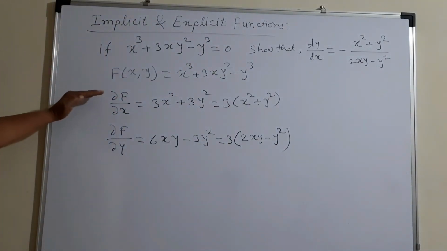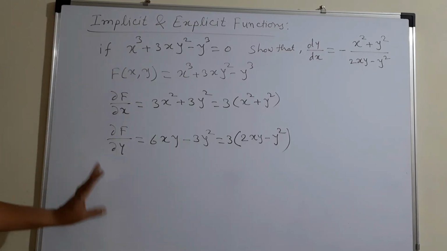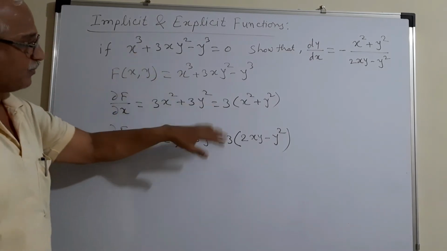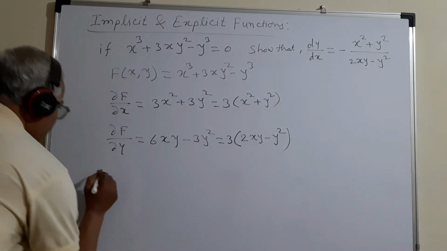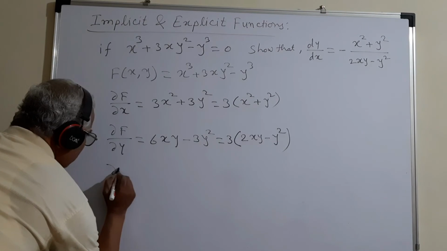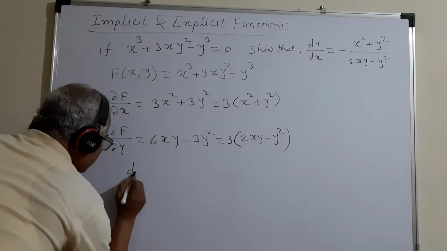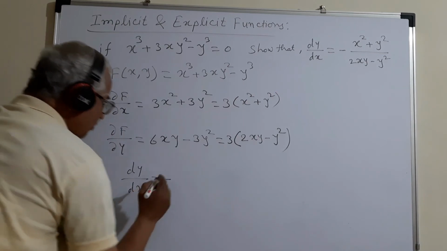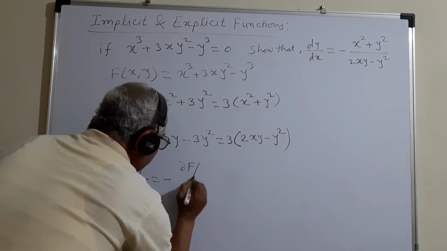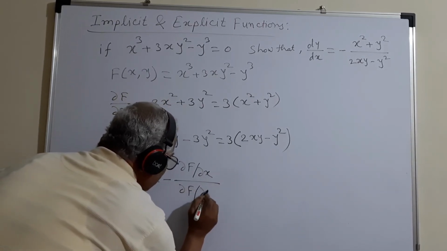So we have obtained the partial derivatives of the function f with respect to x and with respect to y for the given function. And knowing the expressions for dou f by dou x and dou f by dou y, now we can obtain the expression for dy by dx. We can use directly the formula for dy by dx that we have seen just now. Dy by dx is expressed as minus of dou f by dou x divided by dou f by dou y.